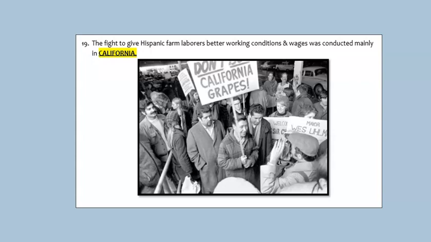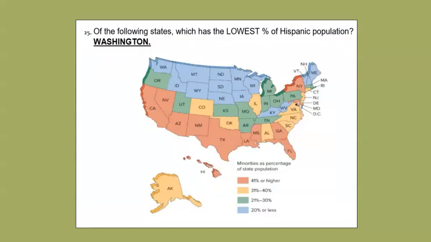So this next slide speaks to the boycotts that they discovered worked so well for them. As far as the Hispanic laborers were concerned, they received better working conditions and wages. This is Cesar Chavez, and the boycotts that he led were primarily in California. Other states also tried to boycott, but they weren't as successful as the boycotts that were led in California by Mr. Chavez. The next slide looks at where you have the lowest percentage of Hispanic population, and that's going to be your northern areas. So obviously, you're going to have a higher population as far as minorities, especially the Hispanic population, where we share a border with Mexico.